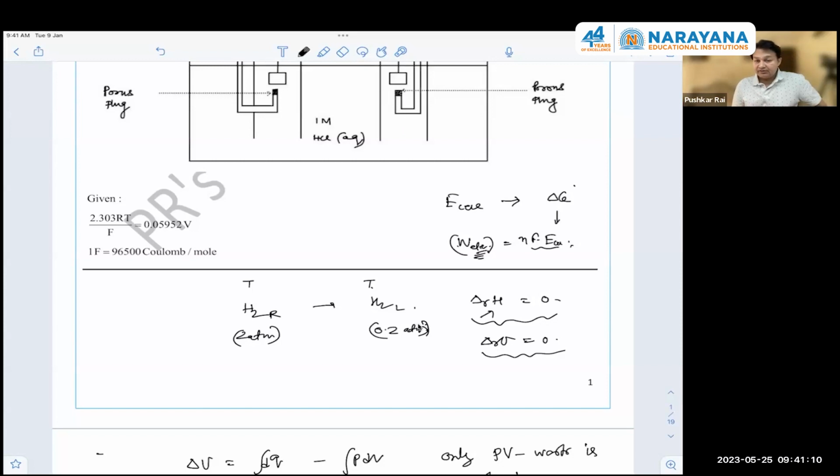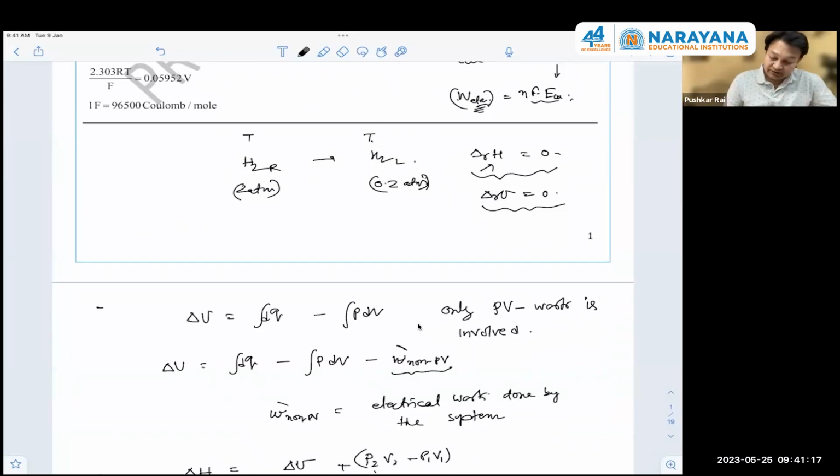What about the delta S of the system? By the same coin, delta S of the system is not zero. Why? Because a pressure difference is there, and it will be given by the isothermal process formula. What is the formula? Delta S का क्या formula होता है? Delta S is equal to n Cv ln T2 by T1 plus n R ln V2 by V1.